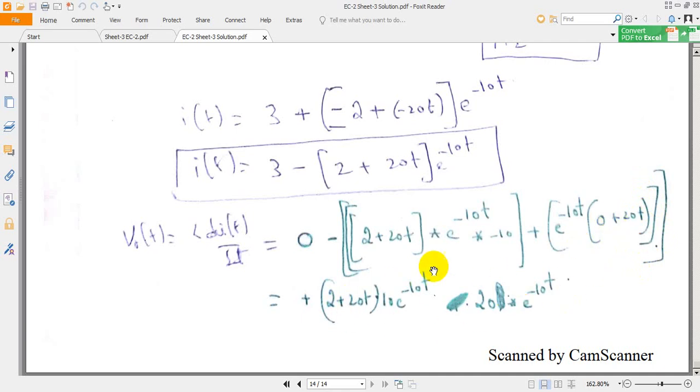And this answer is not right. Whatever is the right answer, try to evaluate and let me know. This is your assignment. This final thing is not your answer. This is the wrong thing. Here it is t. When you differentiate 20t, differentiation of 20t is 20. So you will get 20 e power minus 10t. When you expand all these things, you will get another expression. This is your assignment. You need to submit this final value. Thank you. If you are having any doubts, you can ask.